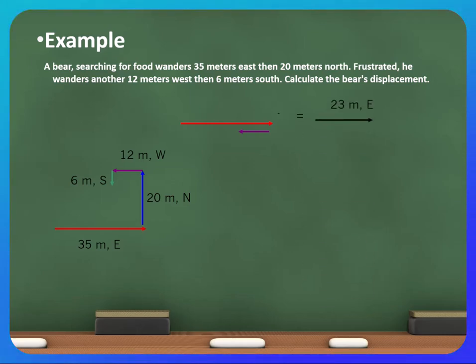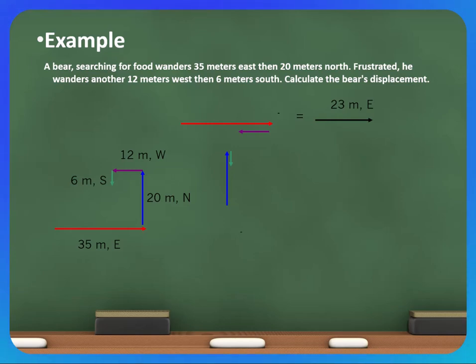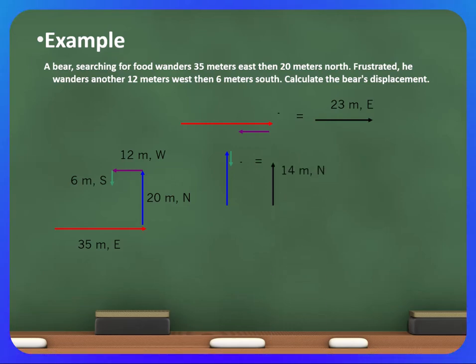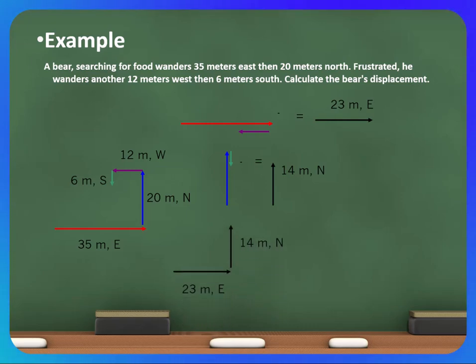Okay, so 35 minus 12. Our displacement is 23. Now let's go vertically. We're going to go up with the blue 20, down with the green 6. So 20 minus 6 is 14.